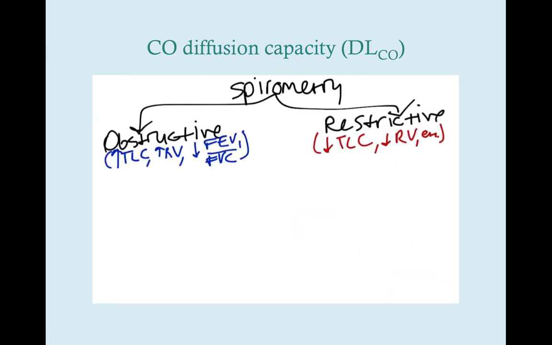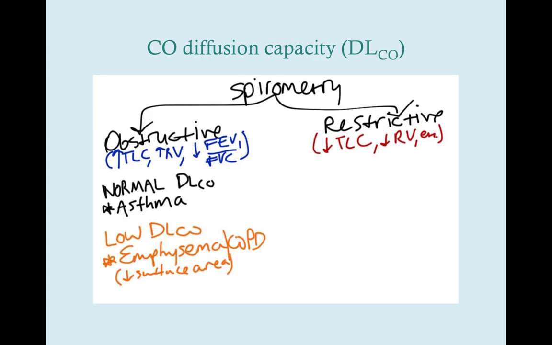So a person can have obstructive or restrictive lung disease and have a normal or abnormal diffusion capacity. What the CO diffusion capacity, the DLCO, is measuring is whether this is a disease of the lung tissue or whether it's a disease of something else, be it non-pulmonary or like asthma, where the disease is more bronchial or higher up in the respiratory tract.